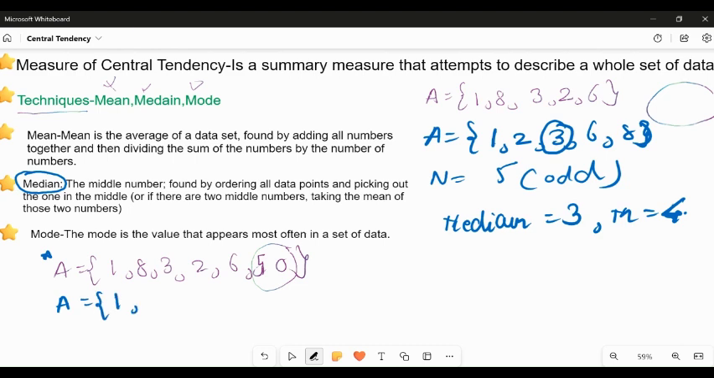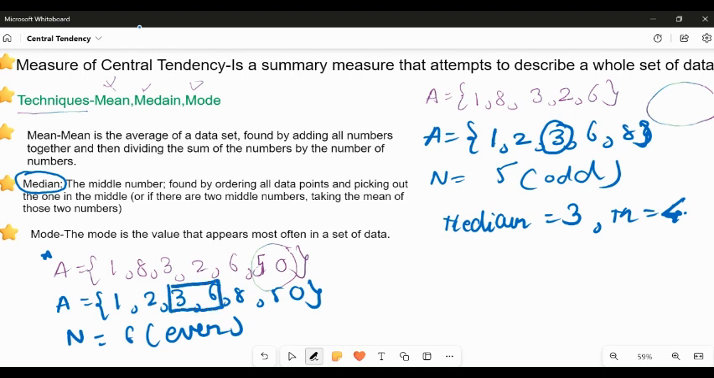First we need to sort it in ascending order: 1, 2, 3, 6, 8 and 50. Now we need to find n, which is the number of values in the data set. So it's 6. Is 6 odd or even? It's even. If it is even, pick the two middle values in the data set and then find the mean. So what will be my mean? It will be 9 by 2. 9 by 2 is 4.5.